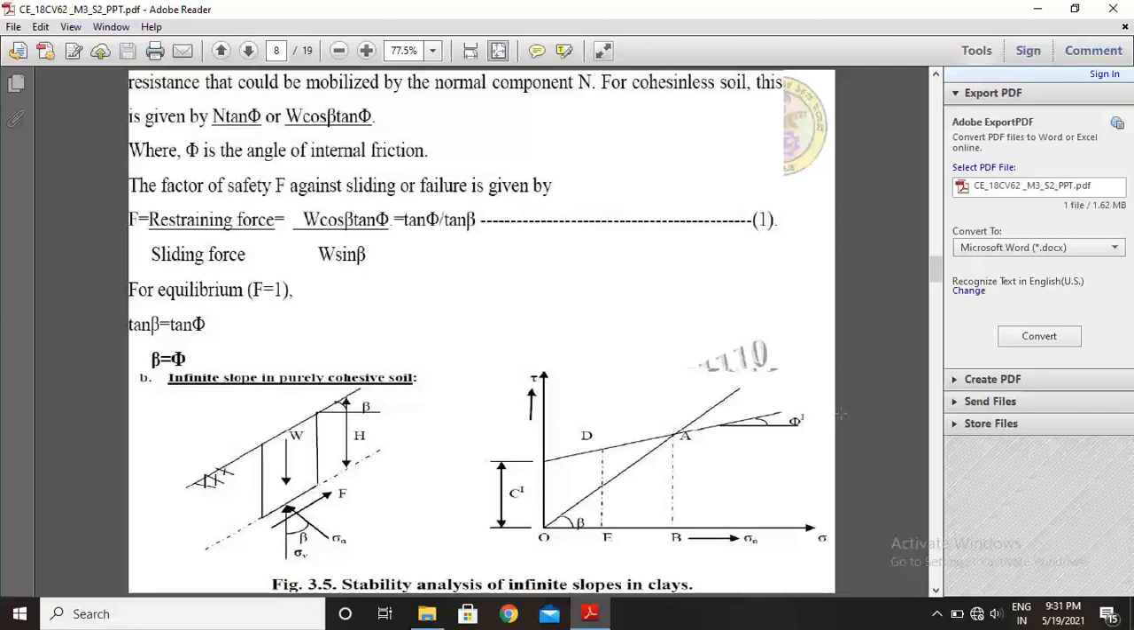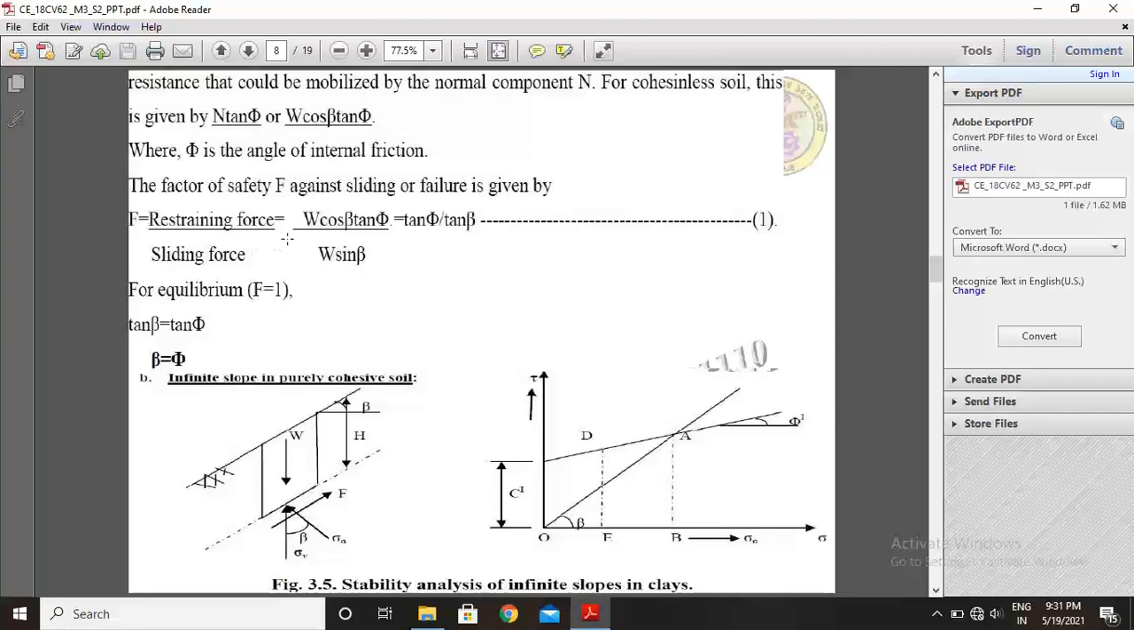So in elements of civil engineering, we have already calculated horizontal force Fx equal to F cos theta, and vertical force we assumed as F sin theta. Same concept is applied here. For cohesionless soil, this is given by N tan phi, or W cos beta tan phi, where phi is the angle of internal friction in degrees.